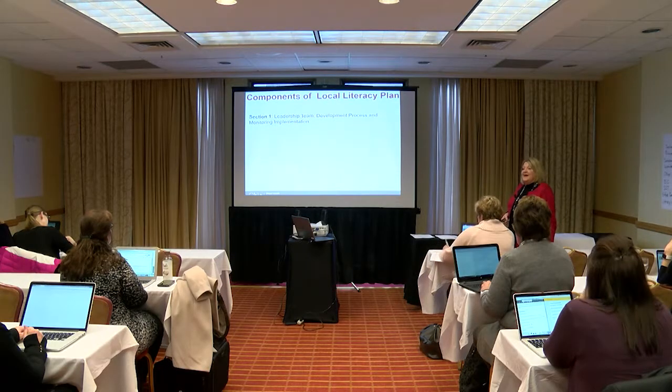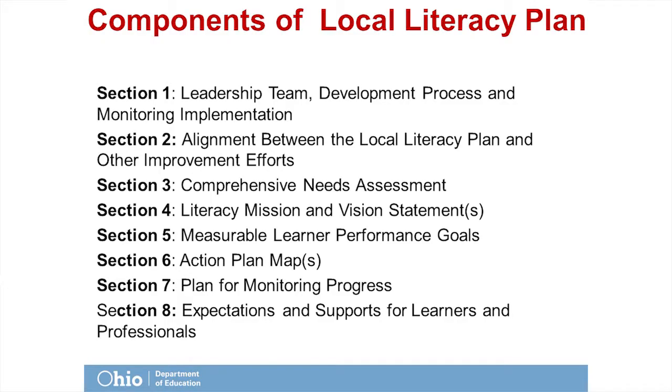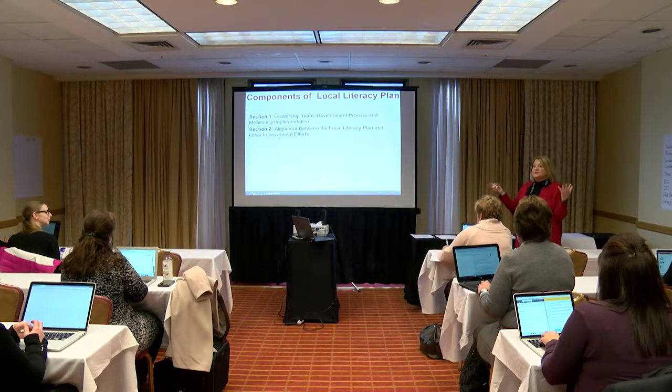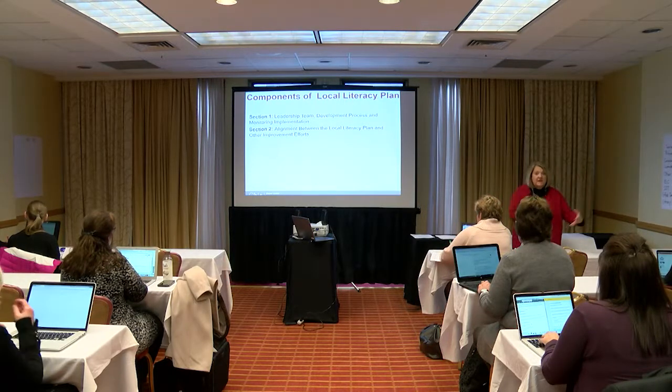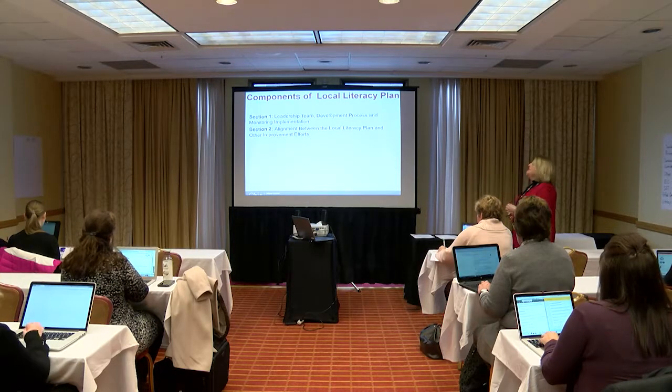So first of all, you're going to have to list who is your leadership team, what development process you used to pull that leadership team together, and just document that team. And the second part, you will show how your local literacy plan is aligned to the state literacy plan and to the district efforts of school improvement. So your school district probably has a school improvement plan. How does this local literacy plan align to that? There should be some alignment going on, and you'll have to write that into the second part.